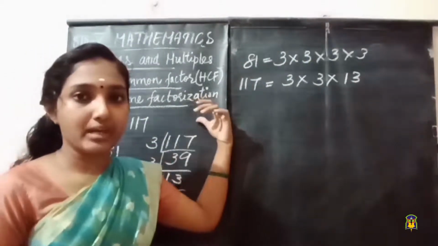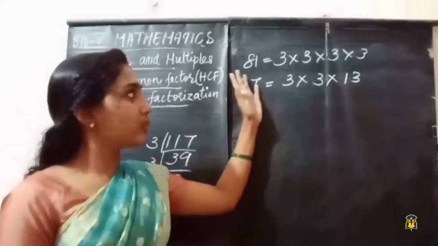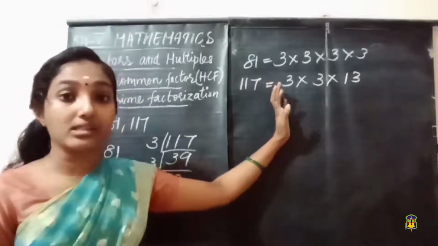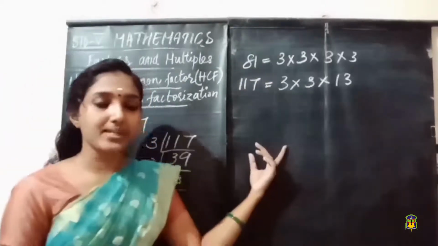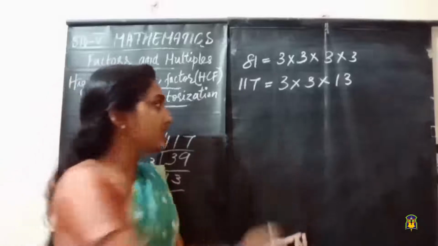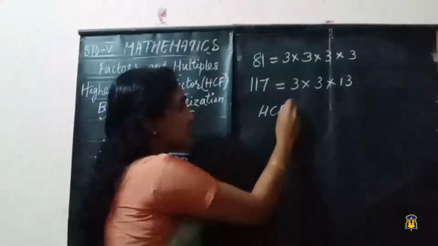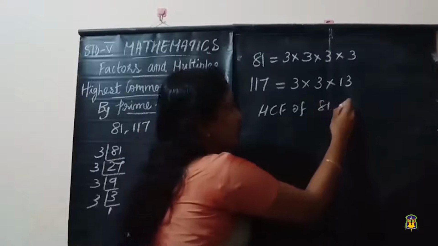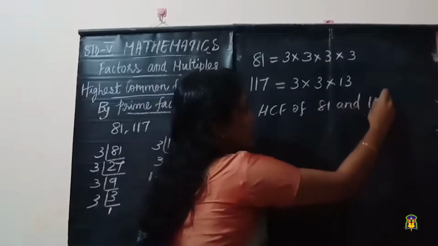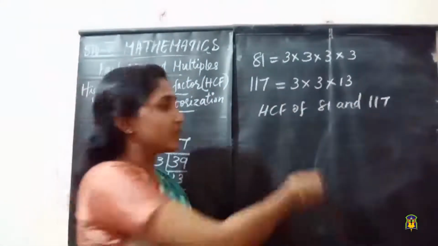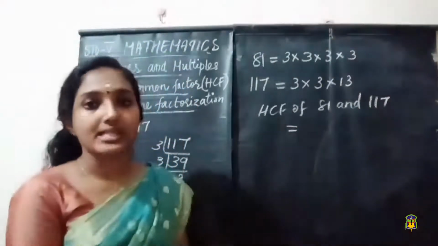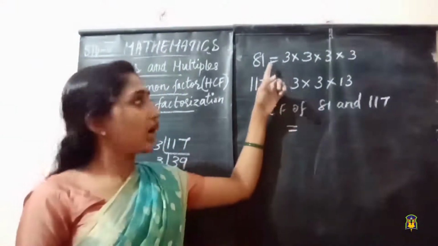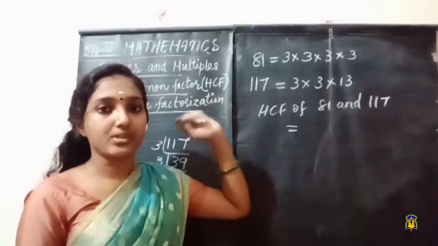We found the prime factorization of the given numbers, and we wrote our numbers as the product of prime numbers. The next step is to find the HCF of these numbers, HCF of 81 and 117. So first, what do we have to check? We check which prime numbers are common in 81 and 117.